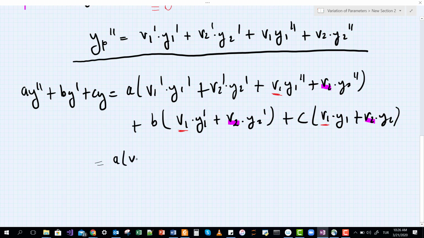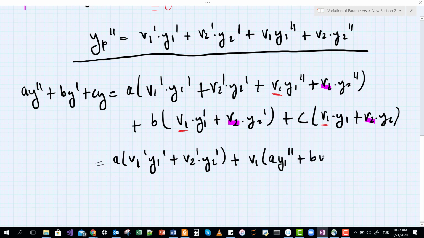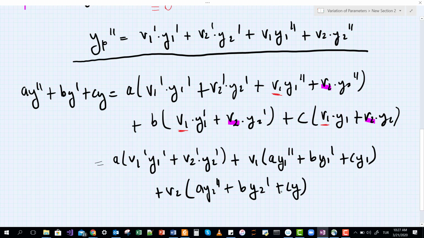Let me group them. So I will have this, right? It's going to create another equation for me. You will notice later. Okay, and so v1 in parentheses is going to be the common term, and then I can have all these terms: y1 second prime plus b y1 prime plus c y1. And look at that, v2 times a y2 second prime plus b y2 prime plus c y2.